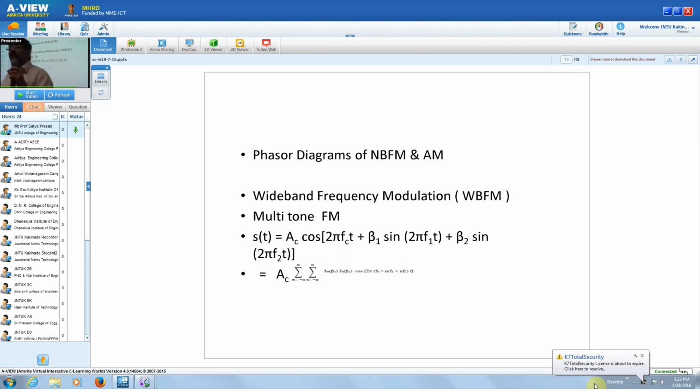But whereas in the case of FM, when we have this multi-tone, let us say that we have 2 tones only, F1 of t and F2 of t, 2 baseband frequencies along with your carrier frequency, and beta 1 is delta F1 by F1, and beta 2 is delta F by F2. The frequency deviation will be the same for all the modulation that we are going to have. And typical delta F that we are going to have in practice is 75 kilohertz.